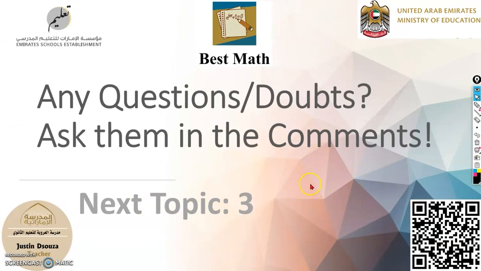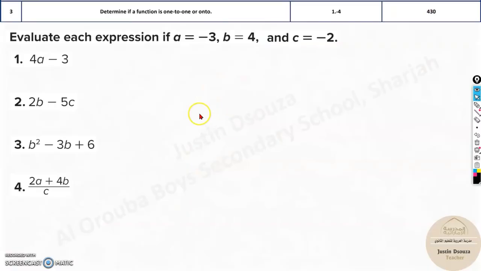Topic number 3 is one of the simplest topics in this entire exam scheme. You have to evaluate each expression. It is 1 to 4 on this page. If A is given as -3, B is 4, and C is -2, what is the answer for this? All you need to do is substitute these values.